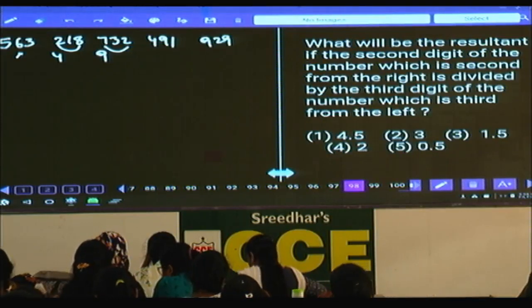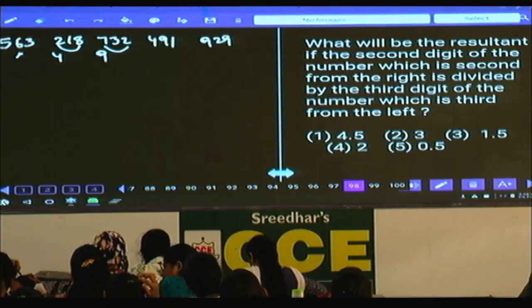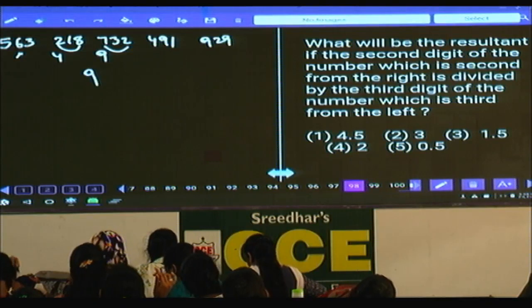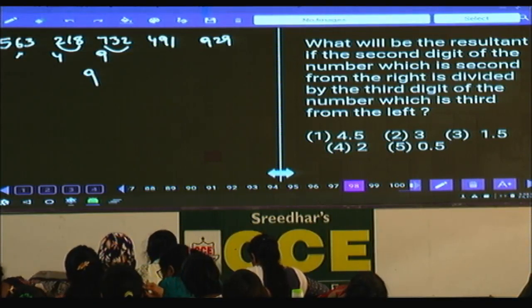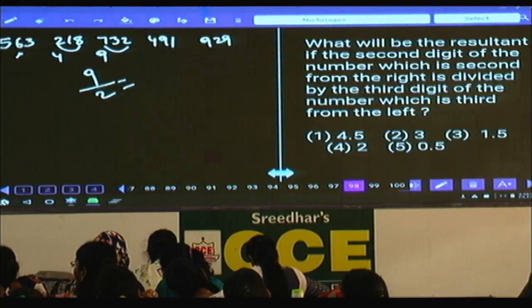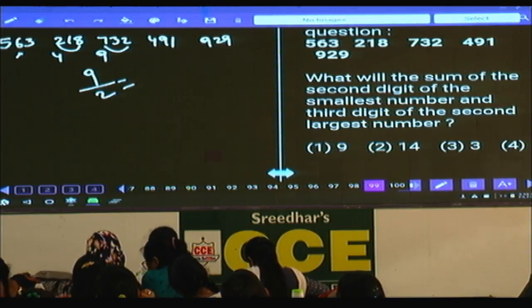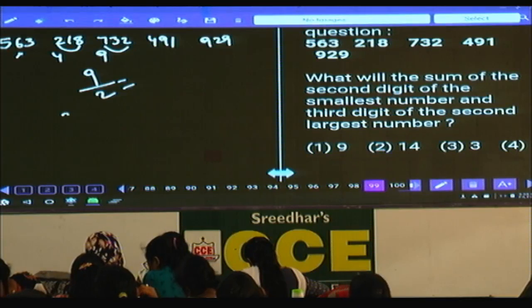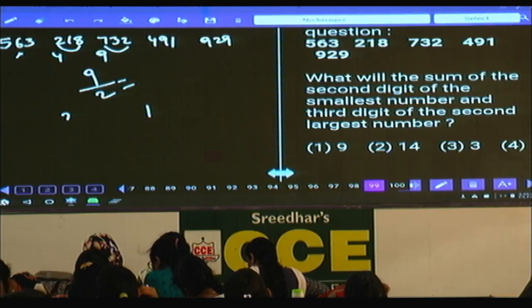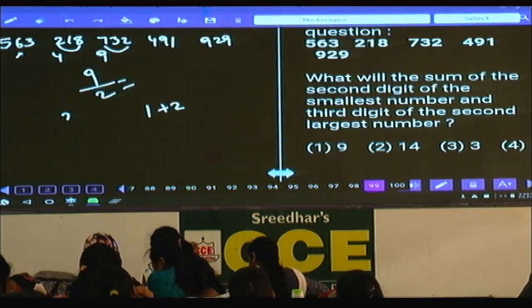Then 98. What will be the result if the second digit of the second number, which is second from the right, 491, second digit is 9, is divided by the third digit of the number which is third from the left, 732. Third digit is 2. 9 divided by 2 is 4.5, that is choice 1. Then what will be the sum of the second digit of the smallest number? What is the smallest number here? 218. The second digit is 1. And the third digit of the second largest number, 732. Third digit is 2. The sum of these two is 3, that is choice 3.